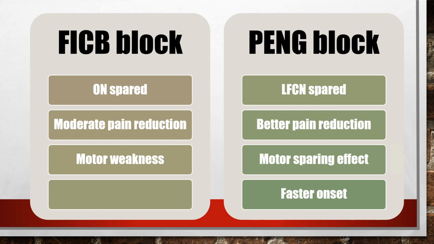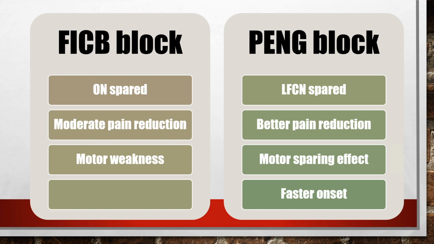So this is a comparison between FICB and PENG block. You can choose either one. FICB is the older block; PENG is the young block. With FICB, maybe the obturator nerve will be spared, so the pain may have only moderate reduction. With the PENG block, the lateral femoral cutaneous nerve will also be spared, but there is better pain reduction in hip trauma patients.